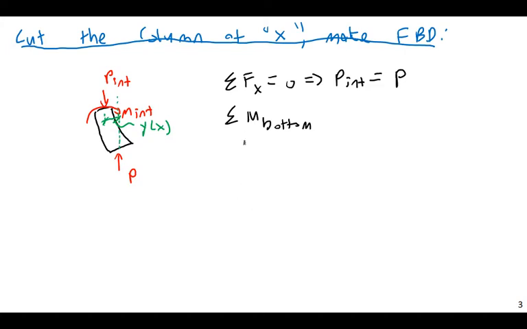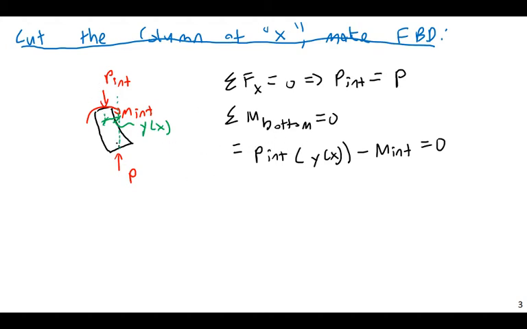So the sum of moments at the bottom must be equal to 0, or I can say that this would be P internal times y at x minus M internal must equal 0. And all this is a basic statics equilibrium. P times its moment arm.